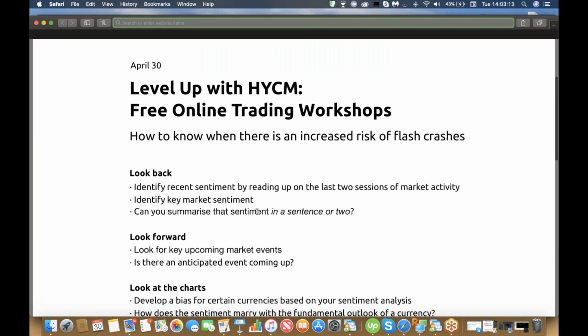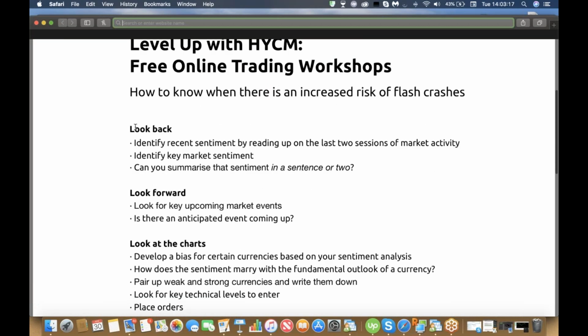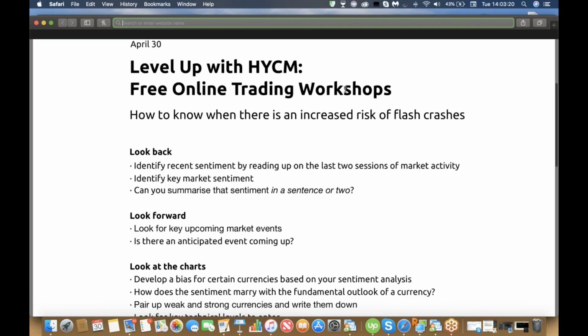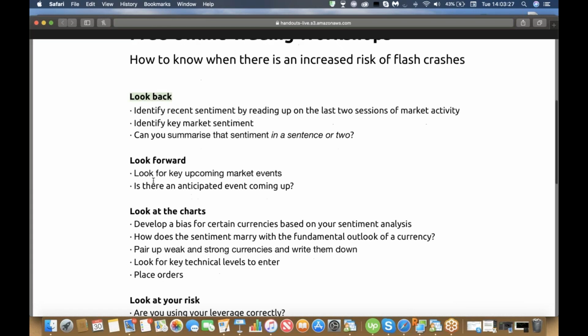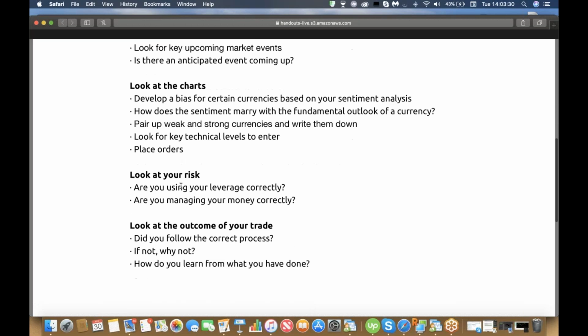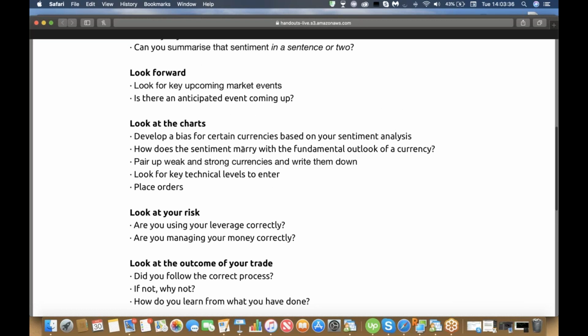Now, I like to keep it the same, so I've chosen 5 major titles. If you look at the free online trading workshops, the titles of the individual sections all start with look back, look forward, look at the charts, look at your risk, look at the outcome of your trade. And this all fits on one side of A4.